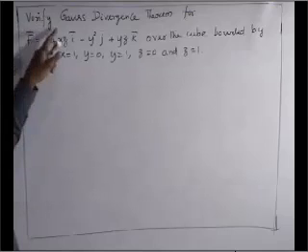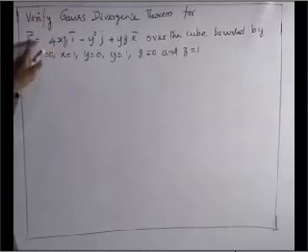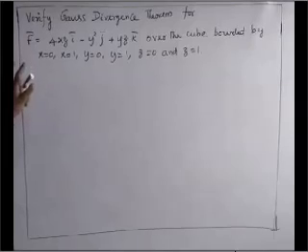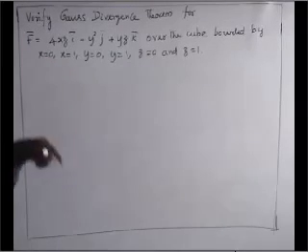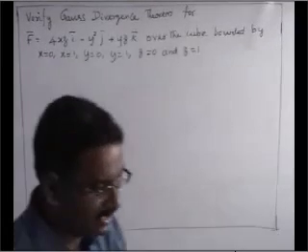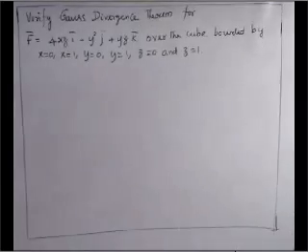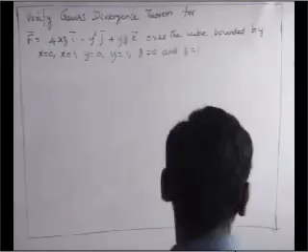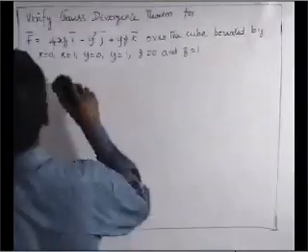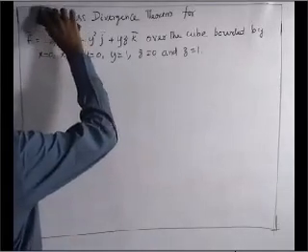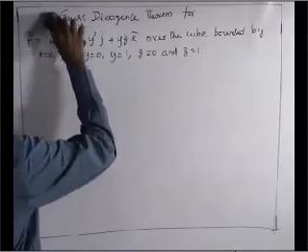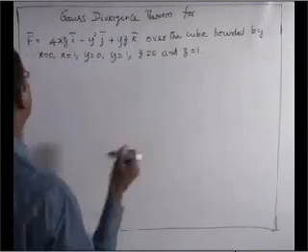Verify Gauss Divergence Theorem. They are asking you to verify this. So what I can do is, instead of taking verify, I can apply. I will verify, I will prove it. Before proving it, I'll just take using Gauss Divergence Theorem. I'll put it in another way. The question may be something like this.